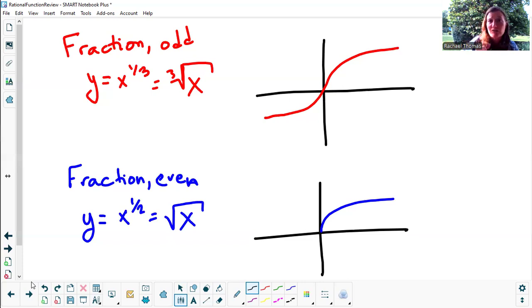For an even fraction, though, these are the weirdos. Instead of appearing in quadrants 1 and 2, as all of the other even ones have so far, it simply stops at the origin, kind of springs to life out of that point. This function does contain that point. It's not an open circle. It is a filled-in circle, and it does go on forever in that direction, but it does not exist in any of the other quadrants.